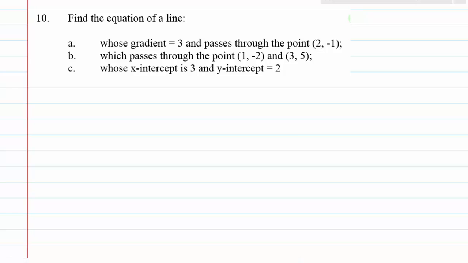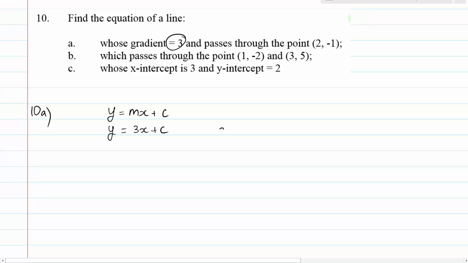Question 10. Find the equation of a line, 10A, whose gradient is equal to 3 and passes through the point (2, 1). So our line always has the equation y = mx + c. That's a standard linear function in gradient y-intercept form. In this case, I know the gradient, so I can put that straight in. y equals 3x plus c. I don't know the y-intercept though, but I do know that at x equals 2, y equals -1, which means I can put -1 equals 3 times 2 plus c into my function.